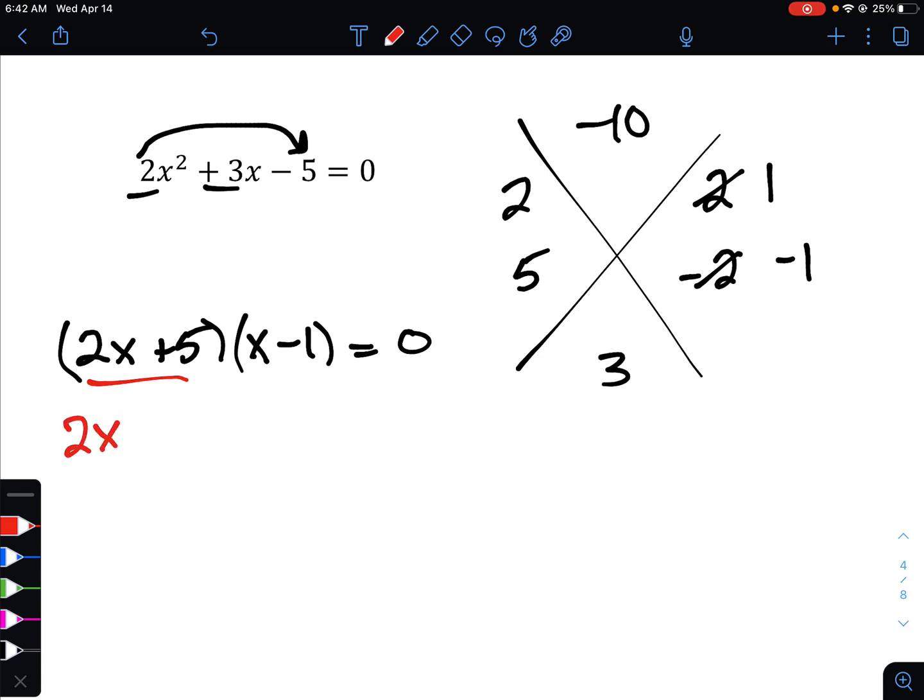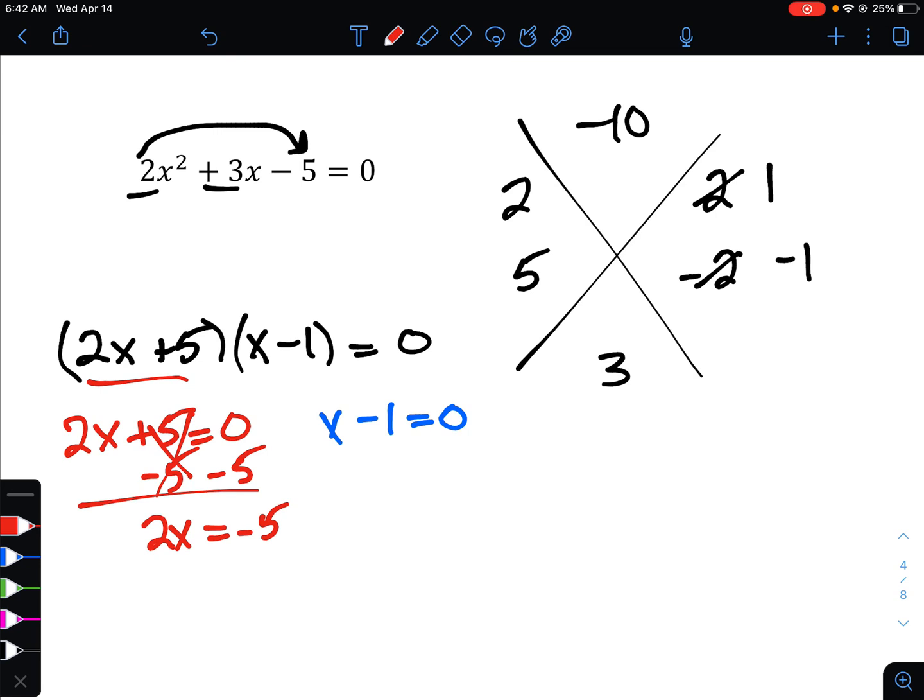And now to solve, we'll just set each of our factors equal to 0 using the zero product property that we talked about in 10.1, and now we just have to solve them both. So for the first one, just subtract 5 from both sides. 2x is equal to negative 5. Then divide both sides by 2 to get that x is equal to negative 5 halves.